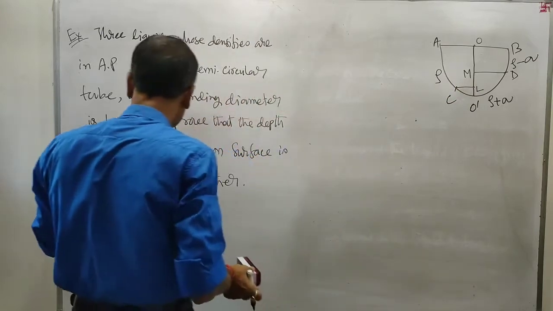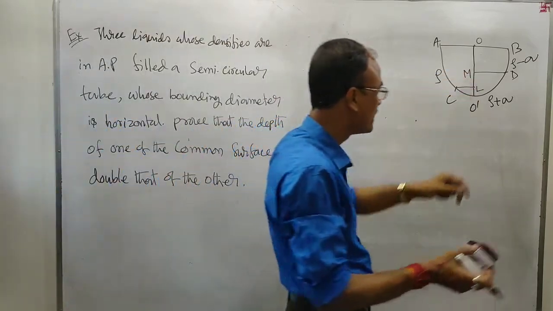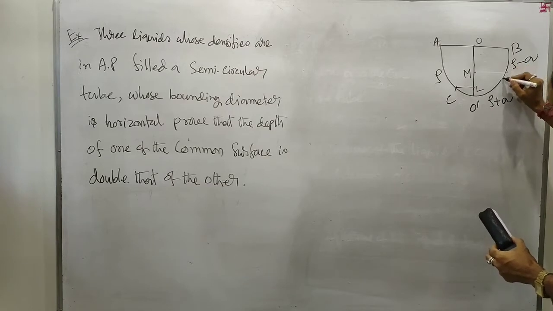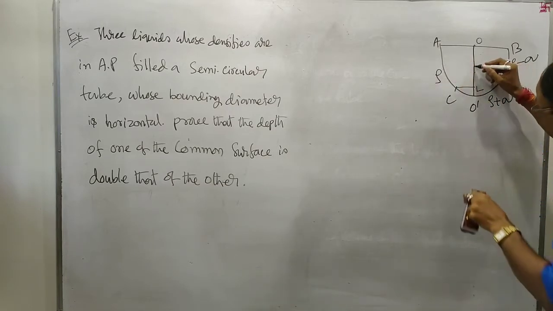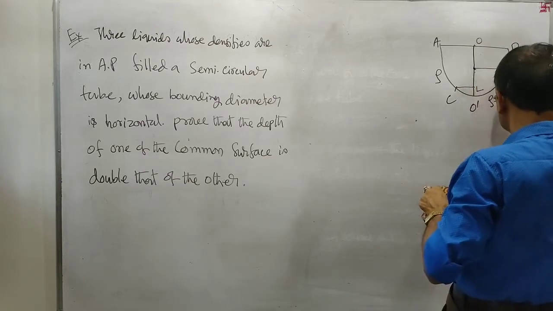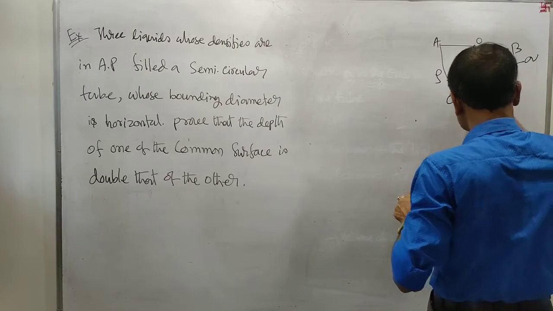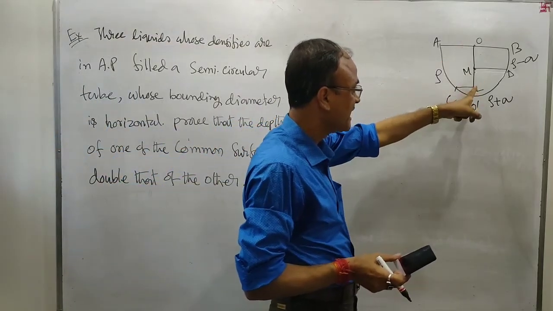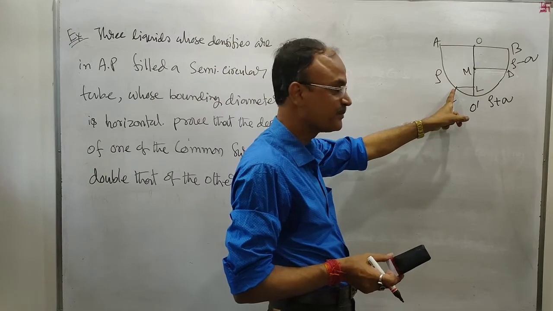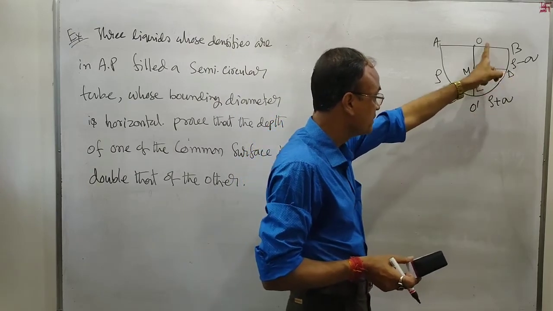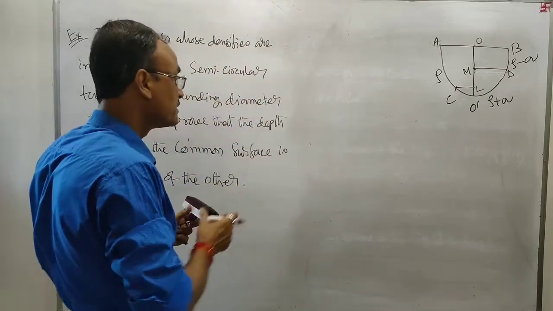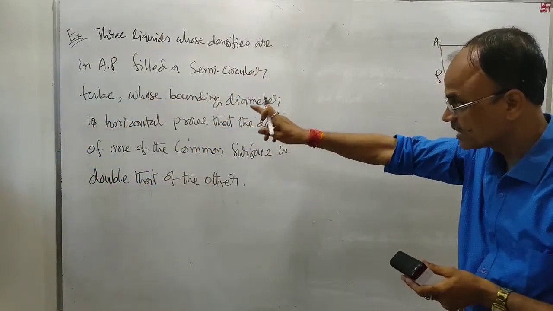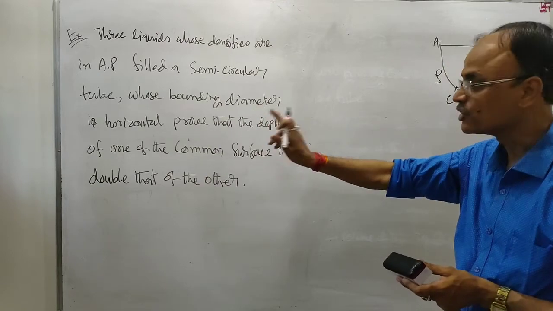We have to show that the depth of one of the common surfaces, OC, is equal to 2 times OM. I am writing here, and M should be here. We have to show that the depth of C below the effective surface is twice the depth of D below the effective surface, above the diameter. Three liquids whose densities are in AP fill a semicircular tube whose bounding diameter is horizontal.